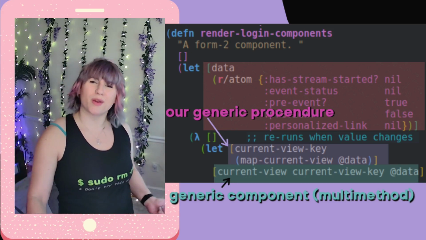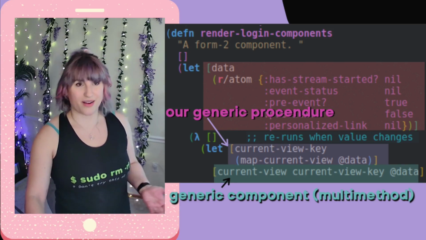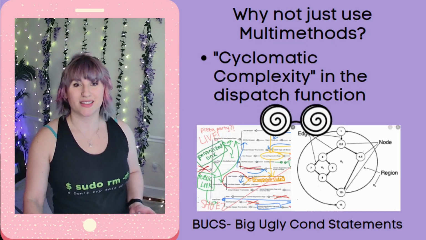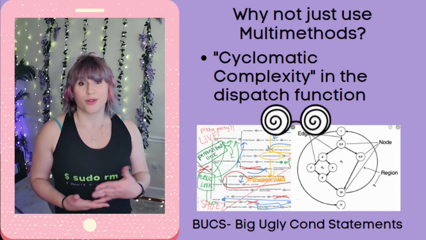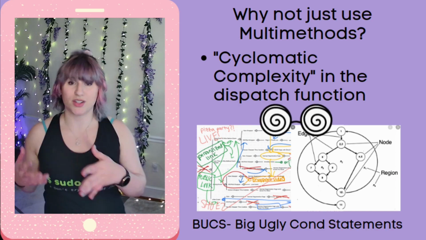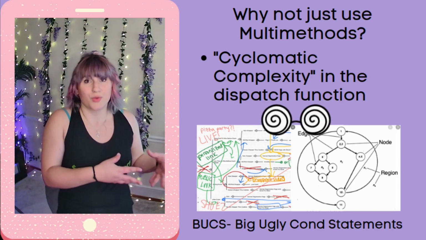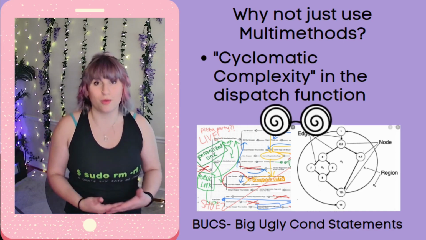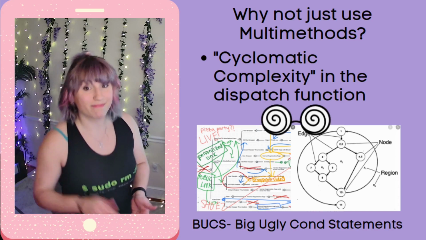Some viewers may be wondering why we need generic components at all when we already have Clojure multimethods. Well, because dealing with a situation like this, you'd just be shifting the burden of the conditional logic to the dispatch function of the multimethod. You then become a victim of your own complexity. I hear we're going to hear more on that shortly. Hi, Bug.